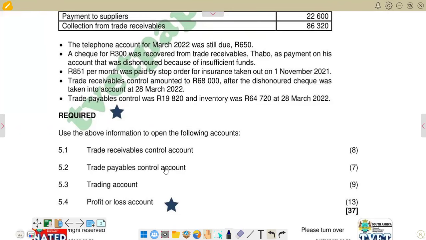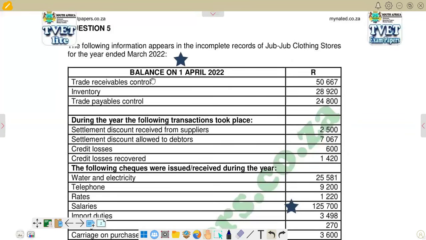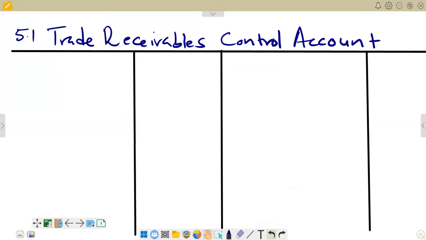So on the trade receivables control account, we're going to start with the opening balance. And the opening balance, we find it at the beginning of the question, where we have got the balances on 1 April 2022. That's where we've got our opening balances. So for trade receivables control, the opening balance that we are given there is 50,667. So we're going to go to the other section and put that figure as our opening balance. And remember, it will be on the debit side. So here we are saying balance b/d. This is our opening balance, and we've got 50,667.